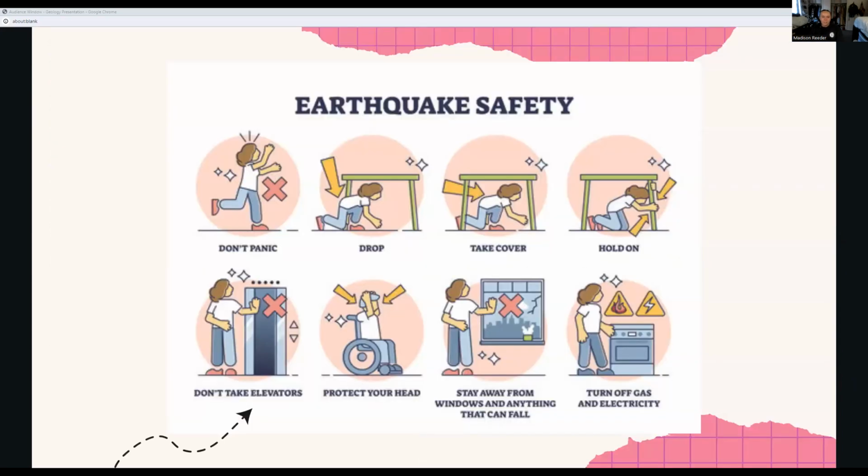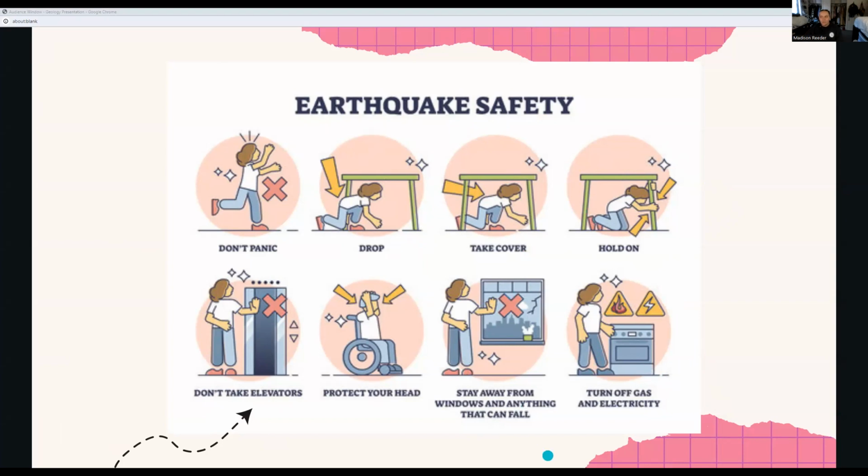And since earthquakes happen in Utah, especially along the Wasatch Fault, I'll go over some earthquake safety. The first important thing to do is to not panic. And then you want to drop and get under something. Lots of people use desks or tables, and once you're underneath it, you want to hold on. You don't want to take elevators. You want to make sure you're protecting your head while holding on. It's really important to stay away from windows and anything that can fall, because windows could shatter and you could get sprayed with glass, or something could fall and hurt your head.